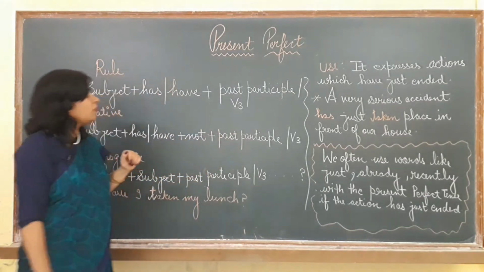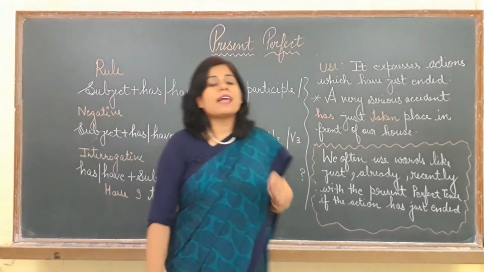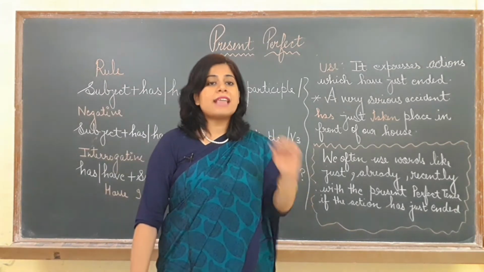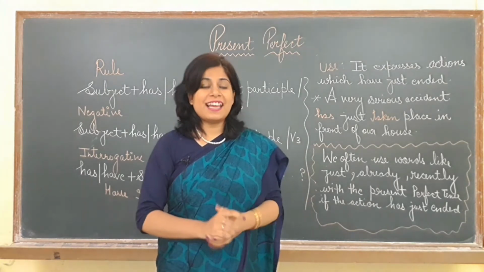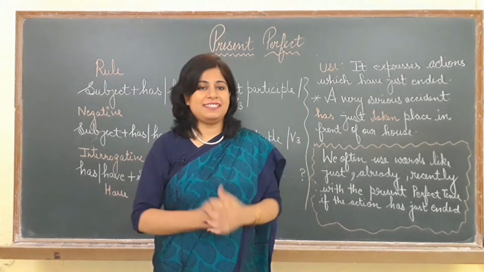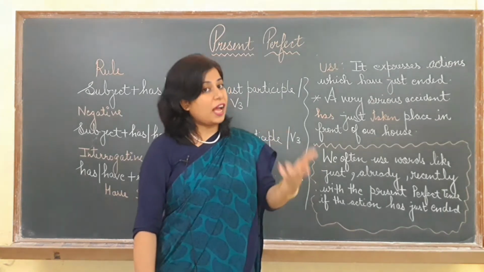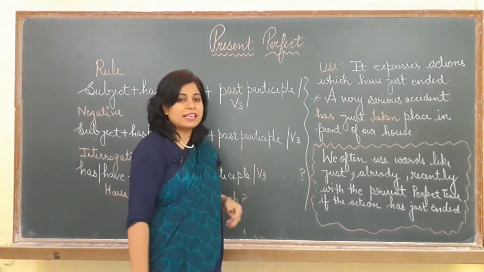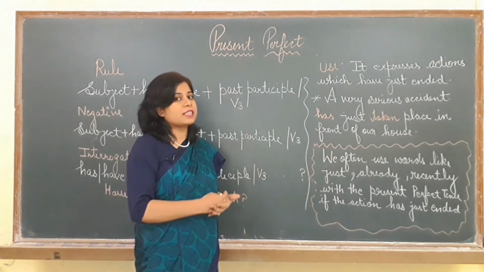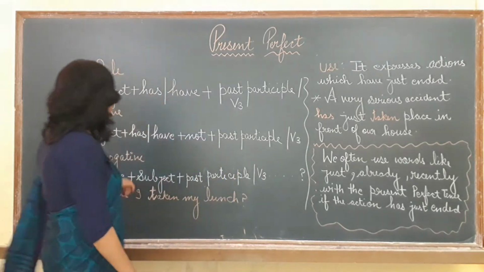So what is the rule of present perfect tense? Well, I say that has, have, had are perfect tenses. Which are perfect tenses? Has, have, had. In present perfect, we have has, have, and in past perfect, we have had. Fine. So the rule of present perfect tense: has, have plus past participle, or we can say has, have plus third form of the verb.